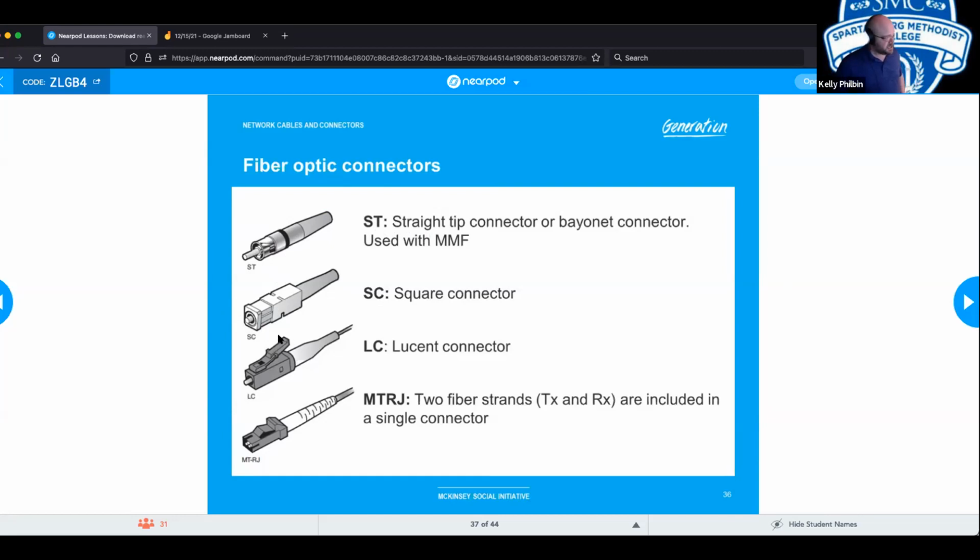And then you have your LC, which just kind of makes an L. If you can remember that, it has that fun little clip on the end of it. So LC, which is your Lucent connector. And then the oddball of the group that has 2 strands running through a single connector, which is the MTRJ. This is also what is considered a small form factor, because this connector here is going to be smaller than these other 3. It's 2 wires in one. You can see the 2 little nubs sticking out here. So it's 2 fiber optic connectors in one, and that is your MTRJ.